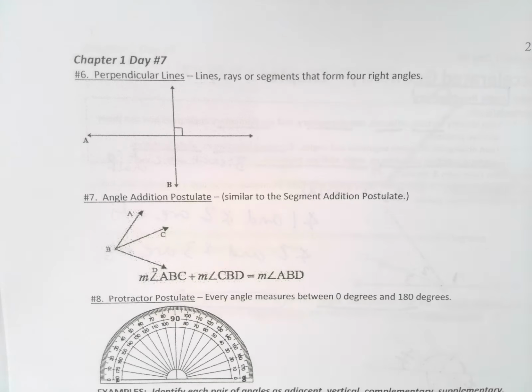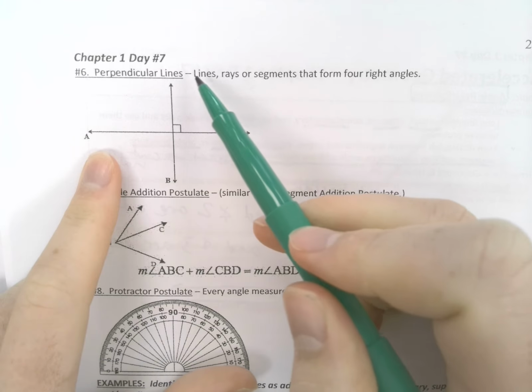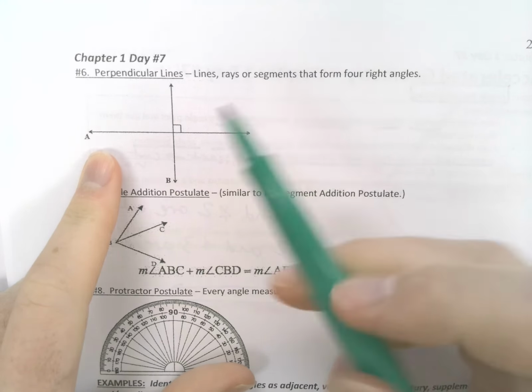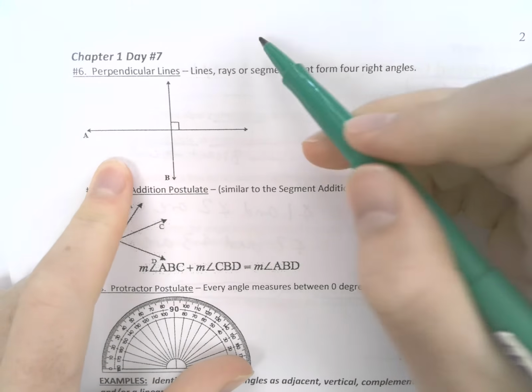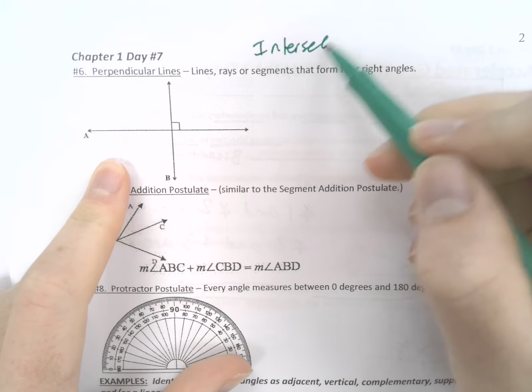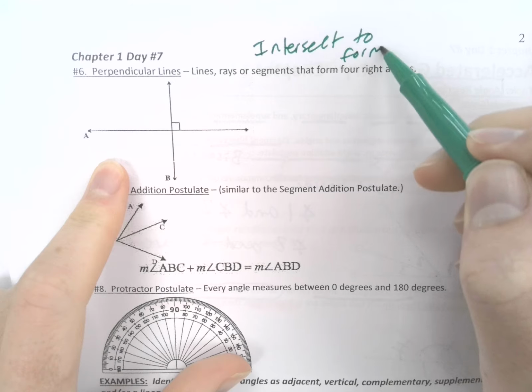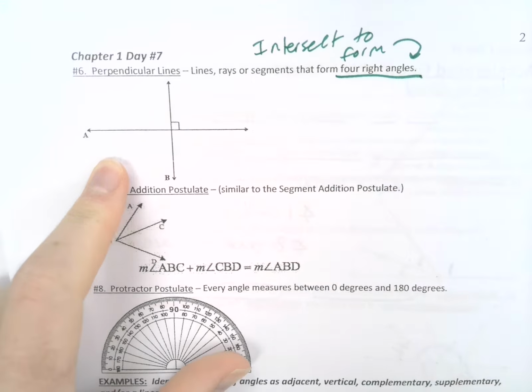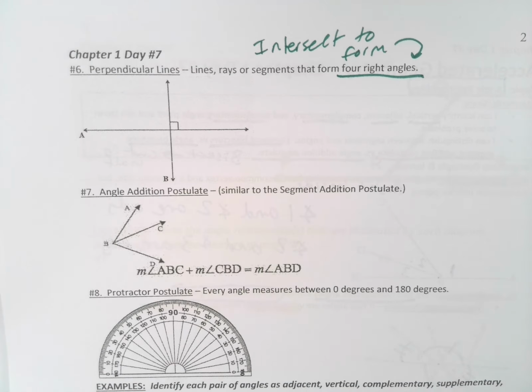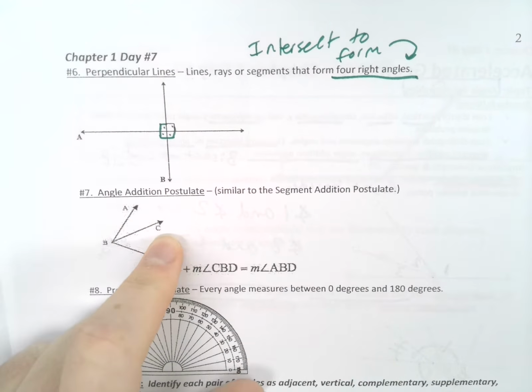Now, we only have 3 definitions left for today, guys, before we start putting these definitions into action. And 2 of these, maybe all 3, you will have seen before, especially this next one. Perpendicular lines. We know these are lines, rays, or segments that intersect, but here's the key. They intersect to form 4 right angles. If these 2 lines don't create 4 right angles from their intersection, these are not perpendicular lines. We need a right angle there, there, there, and there.